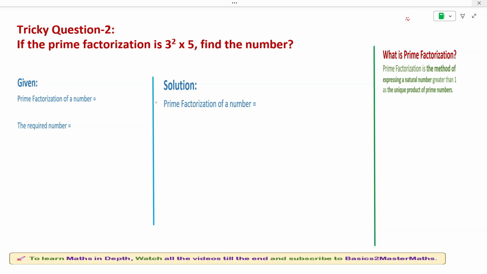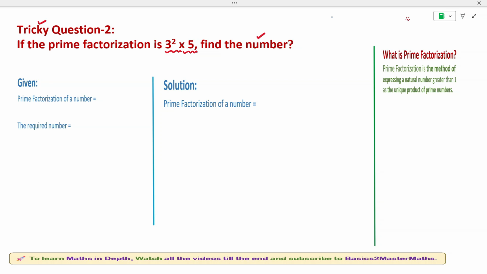Today, we will solve another tricky question. If the prime factorization is 3 to the power 2 multiplied by 5, find the number.